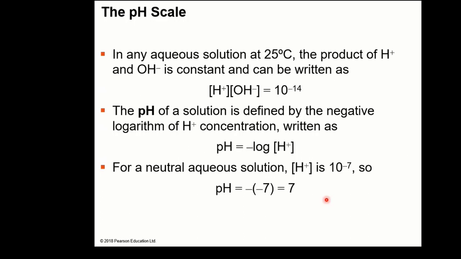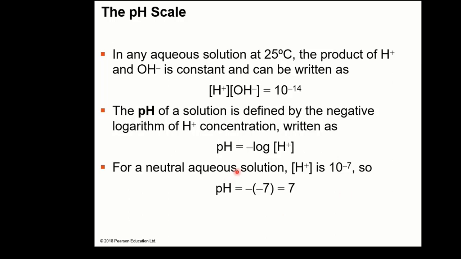And the pH scale: in any aqueous solution at 25 degrees Celsius, the product of the hydrogen and hydroxide ion concentrations is a constant and can be written as follows. You just need to worry not about this formula, but that pH is defined as the negative logarithm of hydrogen ion concentration, which is written in the form below. The one you need to worry about more is that for neutrality in an aqueous solution, the pH is 7.